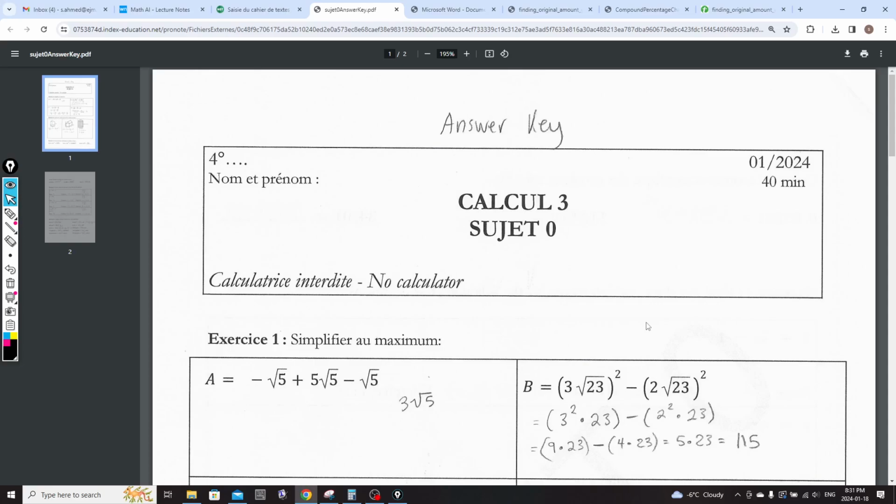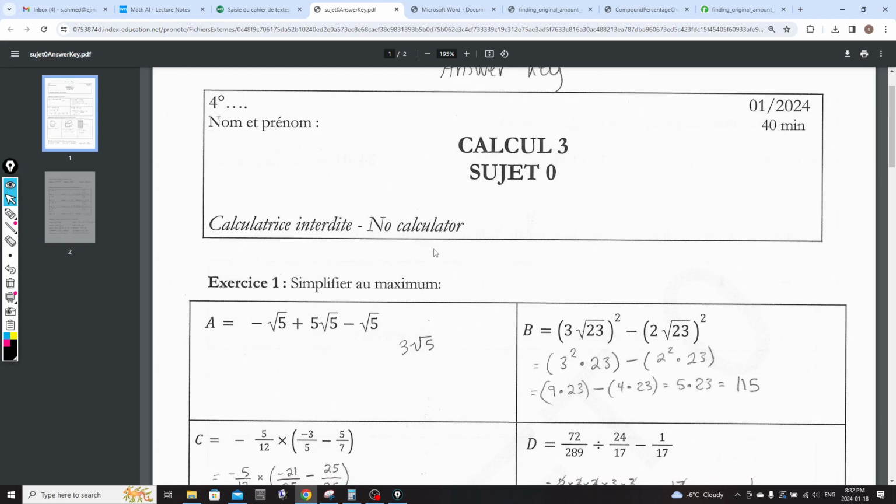I thought I'd make this video to help you guys prepare for your upcoming Chantier Calcul test, which is happening next Tuesday on January 23rd. Now, this is the answer key to the Sujet Zero. I highly recommend that you go and actually do the Sujet Zero on your own first, prior to looking at my answer key and prior to watching this video. So let's dive right in.